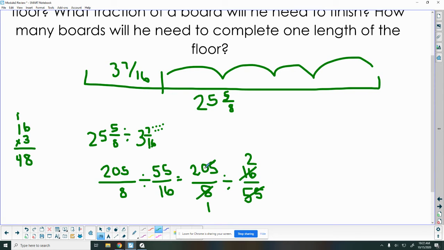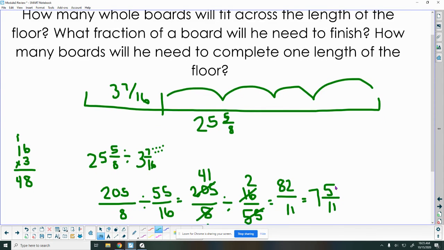And I notice these both end in 5s. So 55 divided by 5 is 11. 20 divided by 5 is 4. And 5 divided by 5 is 1. So 41 times 2 is 82. 1 times 11 is 11. So 11 goes in there 7 whole times. 11 times 7 is 77. To get from 77 to 82 takes 5 more pieces out of 11.